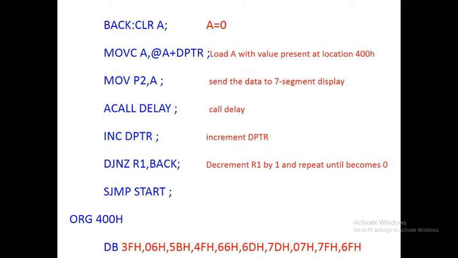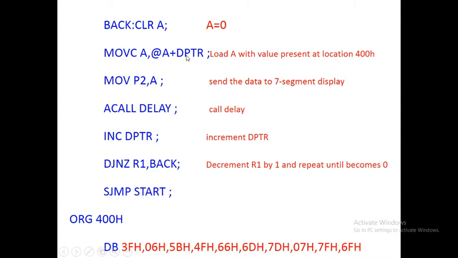Then next thing, clear accumulator first. Then take the data from A plus dptr. A is nothing but 0 plus dptr, and dptr showing the location 400h. Take the data from that location into the accumulator. Now this data is coming from the external code memory, and that's why we are writing here movc. Movc means it is coming from the code memory.